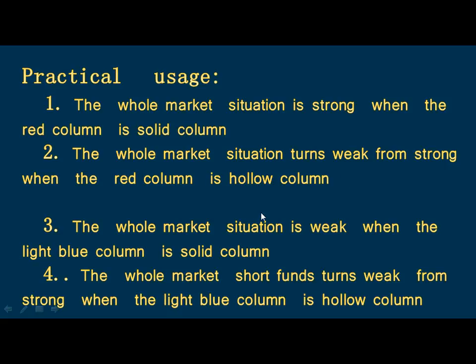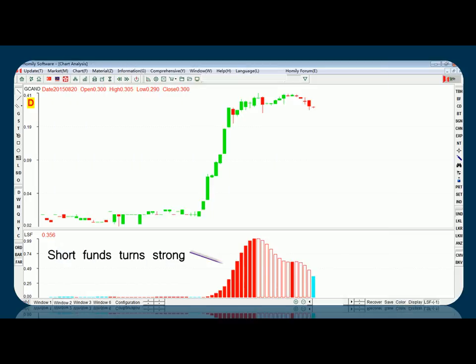Second, the whole market situation tends weak from strong. Then the red column is a hollow column. Third, the whole market situation is weak, with the light blue column being a solid column. Fourth, the whole market short fan tends weak from strong, with the light blue column being a hollow column. This is quite easy for us to understand. Okay.